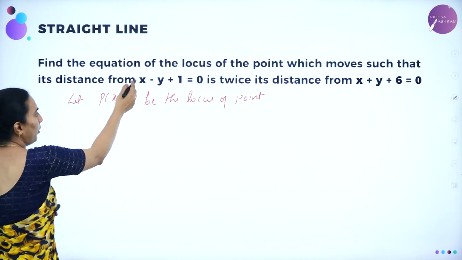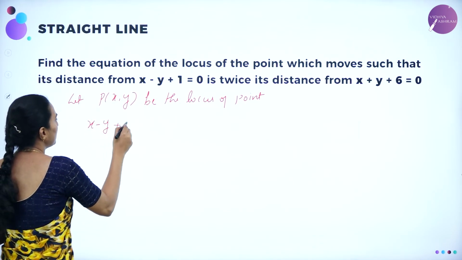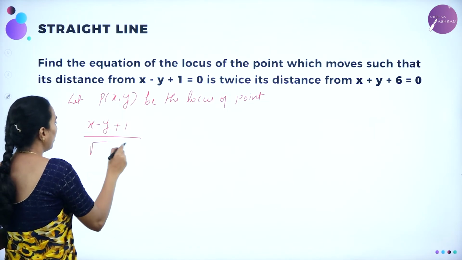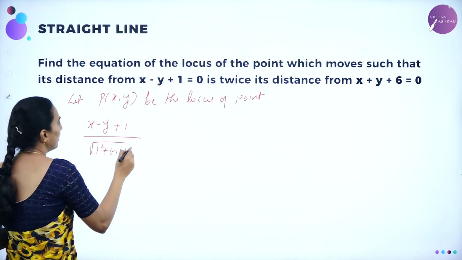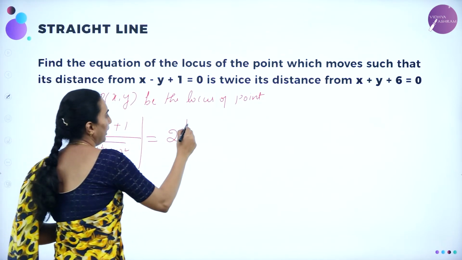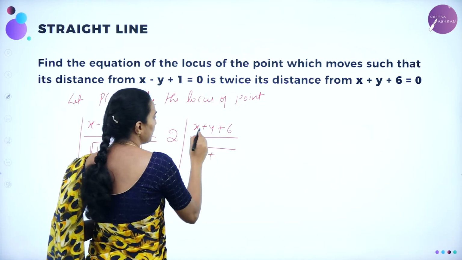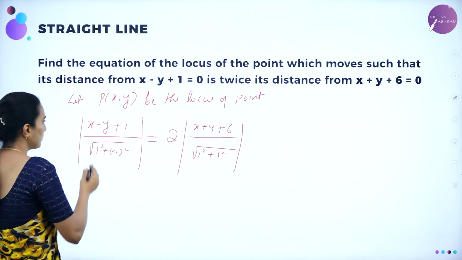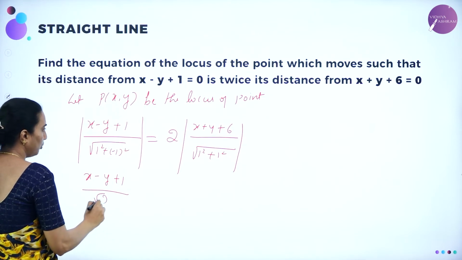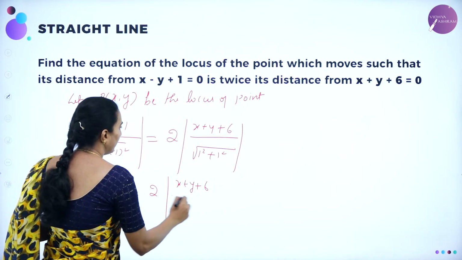Therefore, you can equate the distance from this point to a line. It is given by x minus y plus 1 divided by root of 1 squared plus minus 1 squared, x1 y1 is x y only, equal to twice the distance of x plus y plus 6 divided by square root of 1 squared plus coefficient of y, 1 squared. Now you can solve this. x minus y plus 1 divided by square root of 1 squared plus 1 squared, which is root 2, is equal to 2 into x plus y plus 6 divided by root 2.